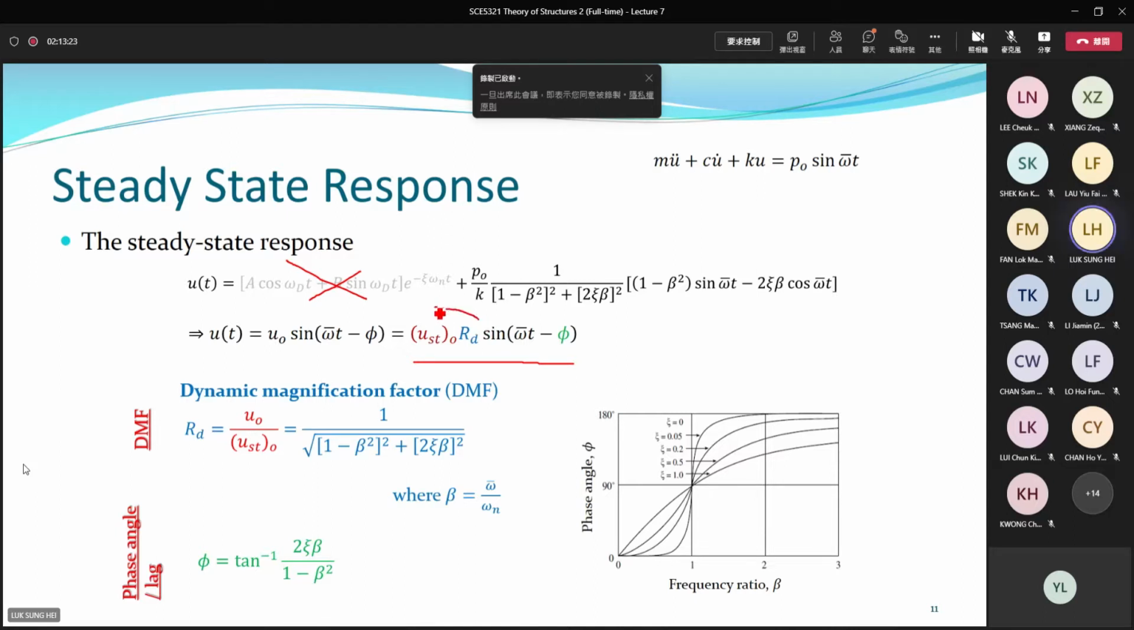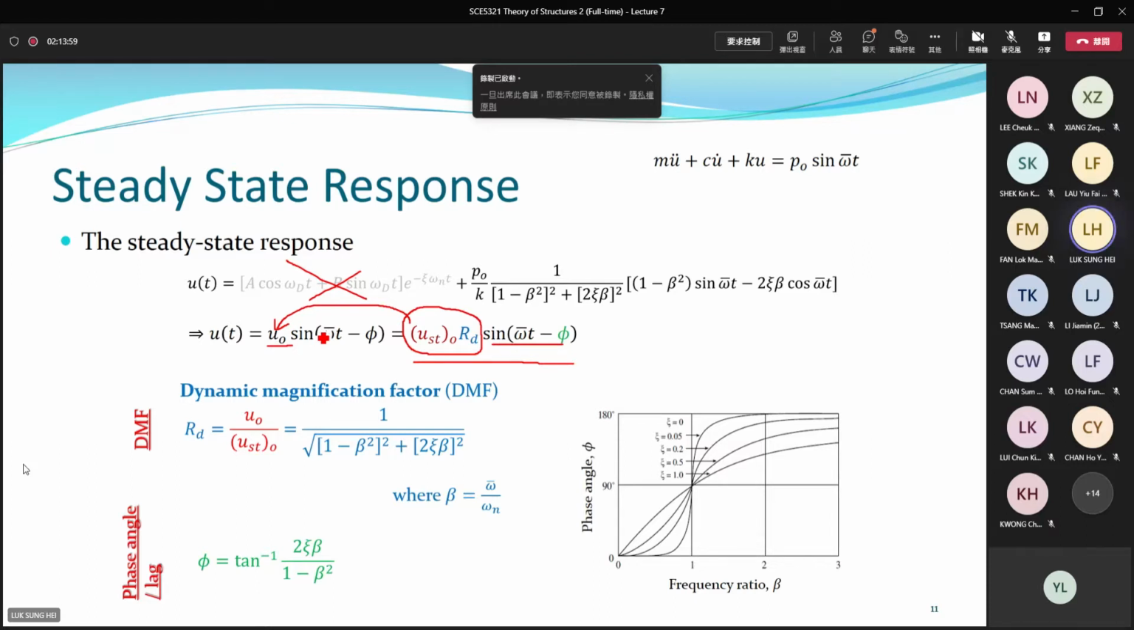And the coefficient before the sine function describes the vibration amplitude at steady state. Right? Because sine is bounded by 1 and minus 1. So the maximum displacement is governed by UST times RD. You can call this displacement amplitude U0. Normally we put a subscript 0 to denote the maximum, the amplitude.